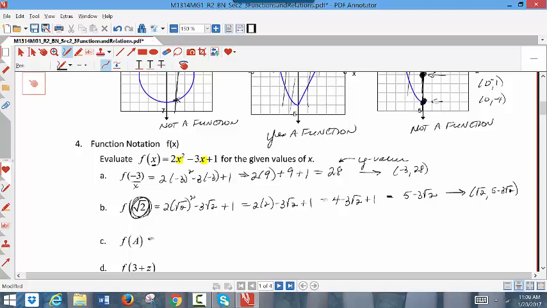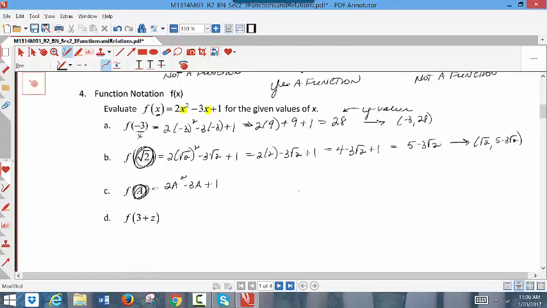The next one looks a little weird. They're saying instead of use x, use a. So okay, everywhere there's x, I'm just going to throw this capital A. So this would be 2 capital A squared minus 3 capital A plus 1. And that's it. There's not a darn thing you can do to that. Okay, that's the end. That is the answer to the question.